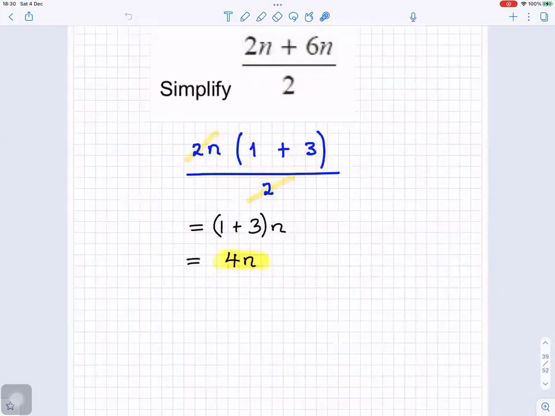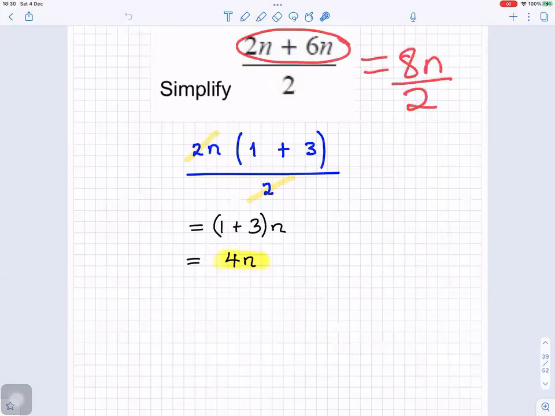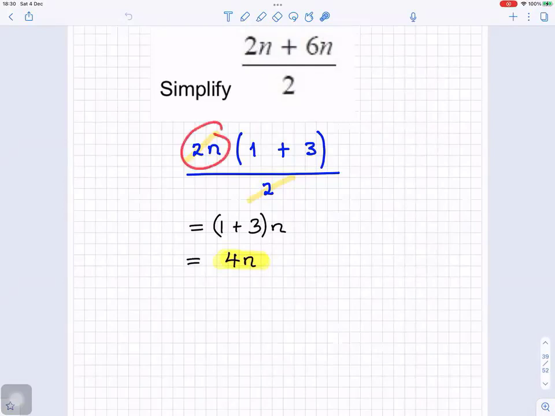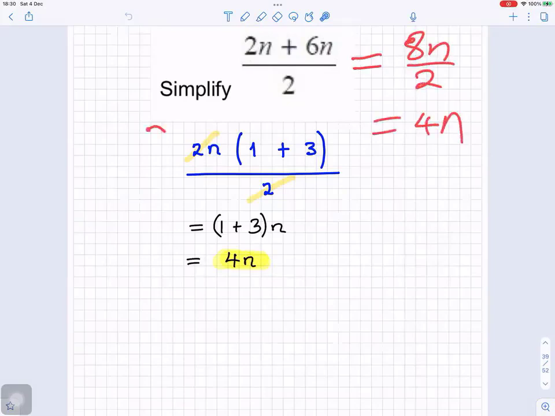Simplify 2n plus 6n over 2. We could just do 2n plus 6n is 8n. 8n divided by 2 is 4n. That's so quick. But guess what I did here as well? I factorized 2n out. You're left with 1 plus 3, which, the 2 will cancel with that 2. 1 plus 3 is 4. So you just have 4 and n, which gives you 4n. So you can do it a quick way or a long way. 2 plus 6 is 8, n divided by 2, that gives you 4n. Or you can do it this way.